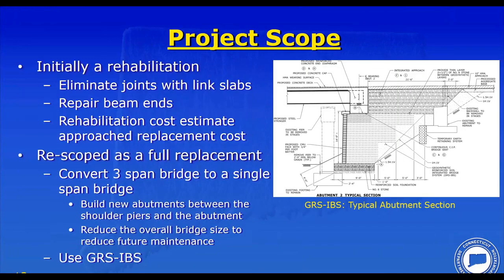So what was the project scope? Initially, it was a rehabilitation. The plan was to eliminate the joints and install link slabs. Sounds like a good idea. Repair the beam ends. Pretty tricky, but we felt we could come up with a repair to fix these beam ends.